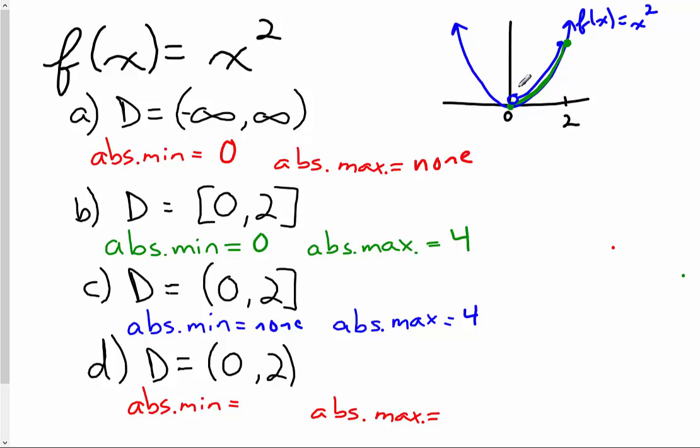And then if I look at it and I don't include either endpoint here, well, now, just like before with part C here, there is no absolute minimum. But now, because my absolute maximum would occur at 2, but I never reach it, I just get closer and closer. So there's now always a y value that's closer to it. There's no absolute maximum now either.